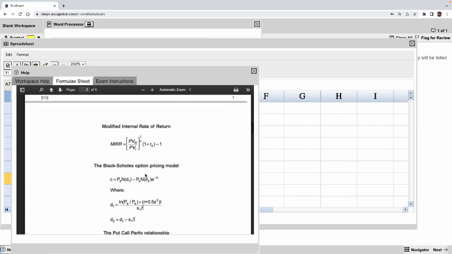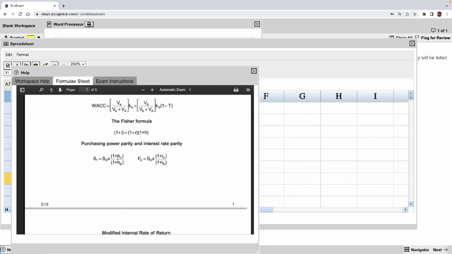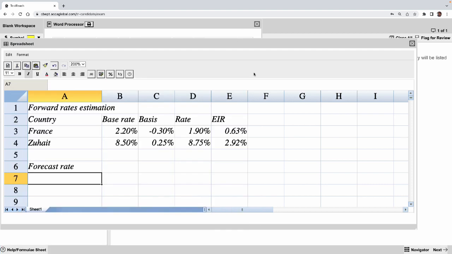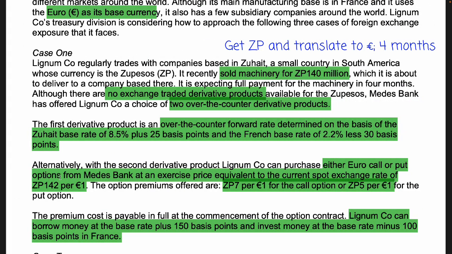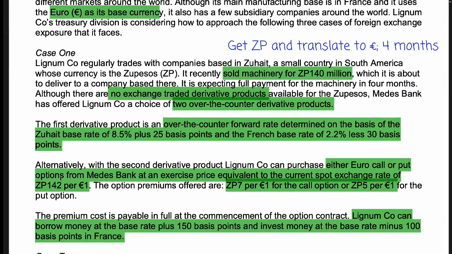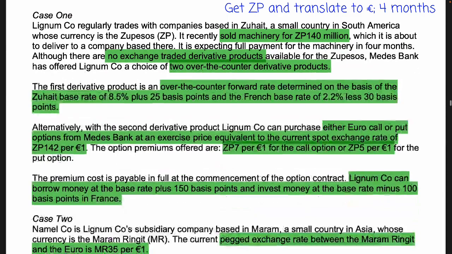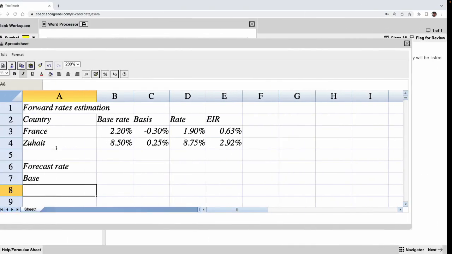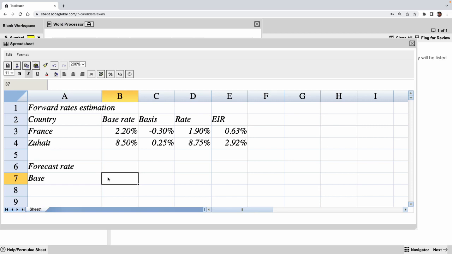So the forecast rate is down here. Use this formula here. Can you see this? F0 equals S0 times (1 + i_c) over (1 + i_b). Got it? Currently it is quoted as 142 per euro, right? Base is going to be euro. Yes, no?